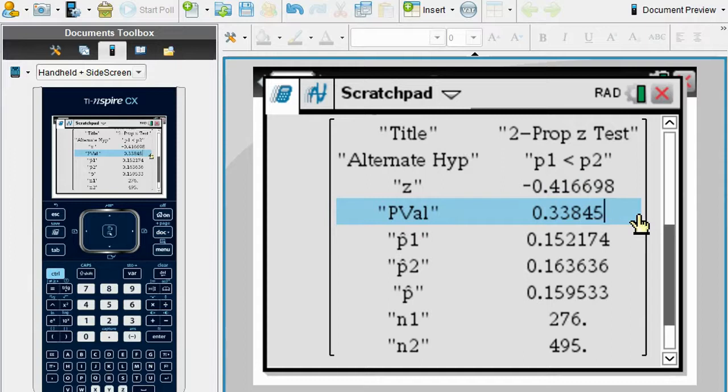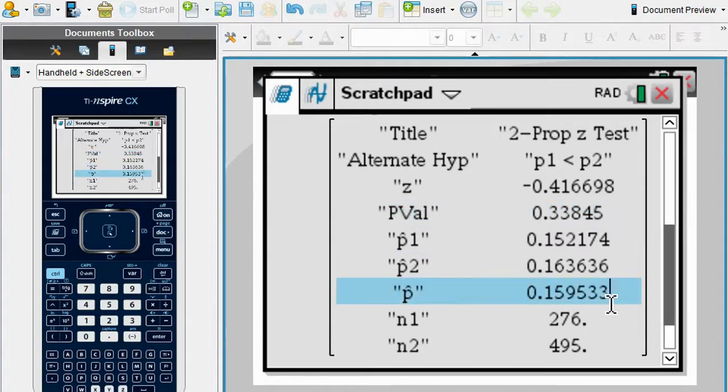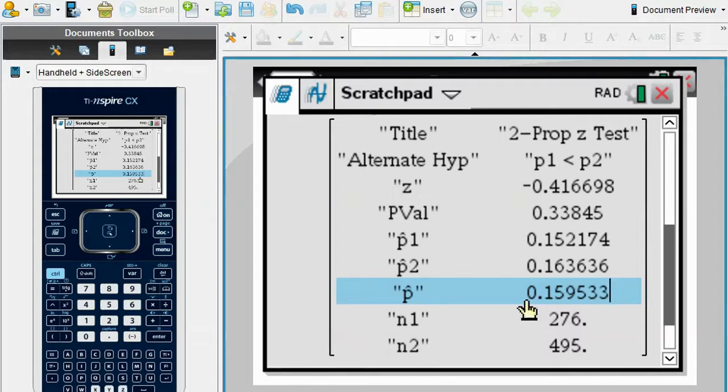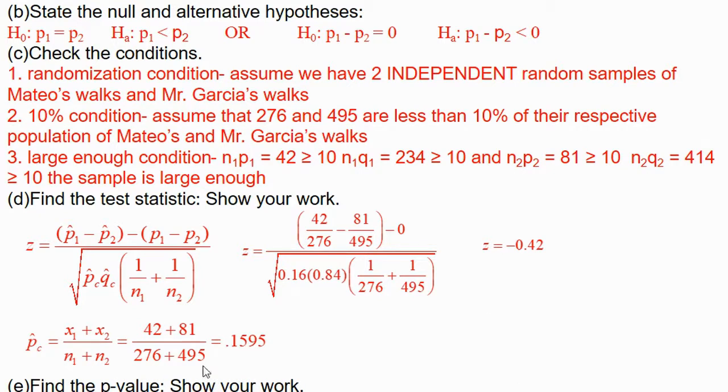Okay. Then I also want to show you where you can find the pooled proportion. Remember that we pooled it together? So P hat 1, that's Mateo's proportion. P hat 2, that's Mr. Garcia's. Okay, the third one here, the one that just says PC, that's the pooled proportion. So that's 0.1595. That's the pooled proportion. So now you know where to find it in case you forget the formula. The calculator will show it to you right there. And that's how you do your step 4, making your calculations.